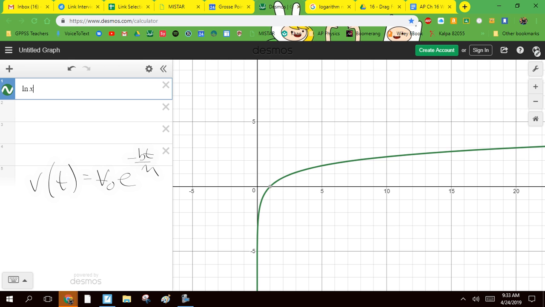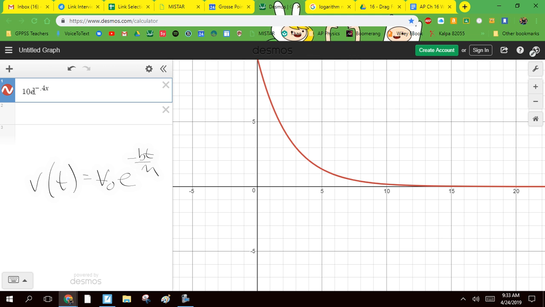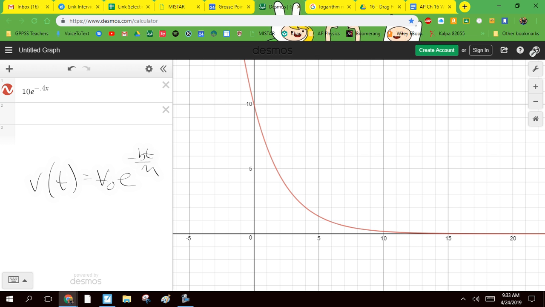So v of t is v naught, which I just said was 10, times e to the negative b over m, which is going to be 0.4, and I got to use x instead of t because of the way Desmos is set up. So that's what the graph of the velocity looks like. Cool. And notice at time 0, my velocity is 10, which is what I chose for my v naught. And as time goes on, my velocity approaches 0 but never gets to it.